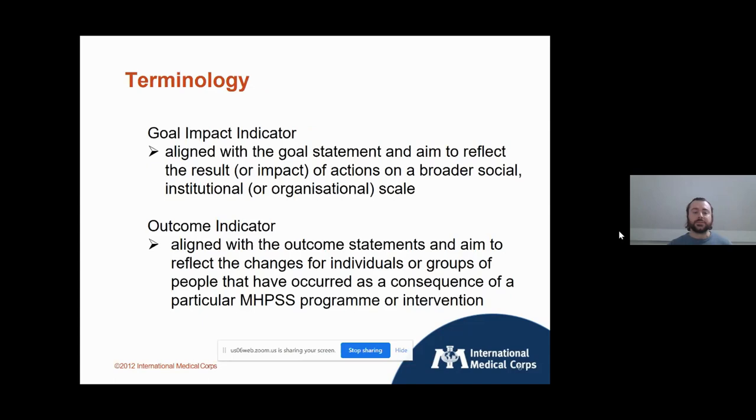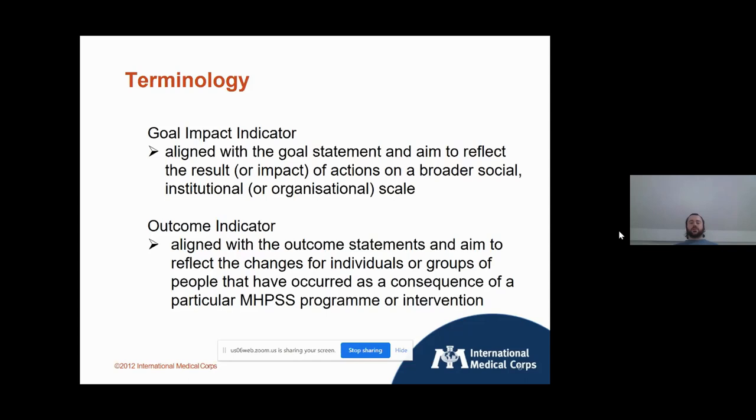This terminology is aligned with what is used in the common framework. We will use some, but not all today, so I won't go through all the terminology, just what will be used for this case study. So we will look at goal impact indicators. These are normally aligned with a goal statement and aim to reflect the result or impact of actions on a broader scale, institutional scale.